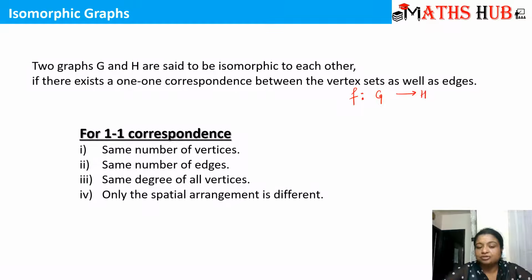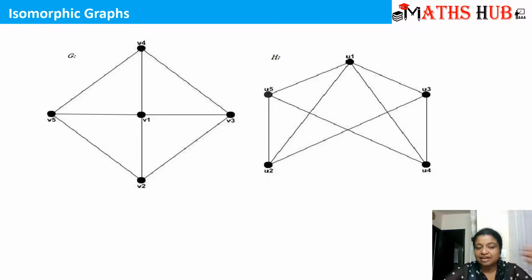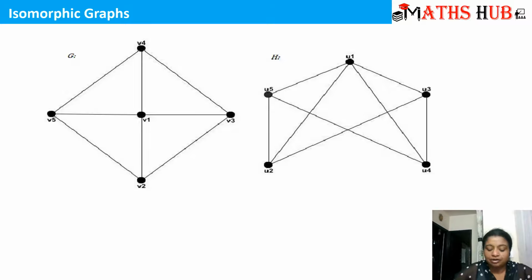So let's see how to check whether two graphs are isomorphic or not. Here are two examples. You are given graph G and graph H. In graph G, we have the vertices V1, V2, V3, V4 and V5. And in graph H, we have the vertices U1, U2, U3, U4 and U5. Now, how to define a one-to-one correspondence or a mapping from graph G to graph H?